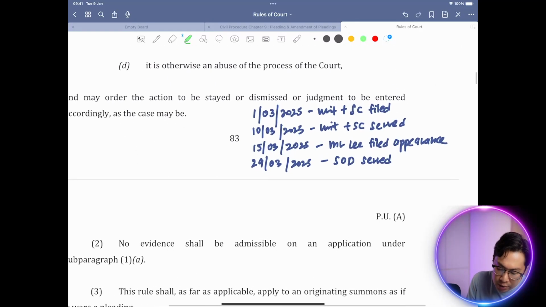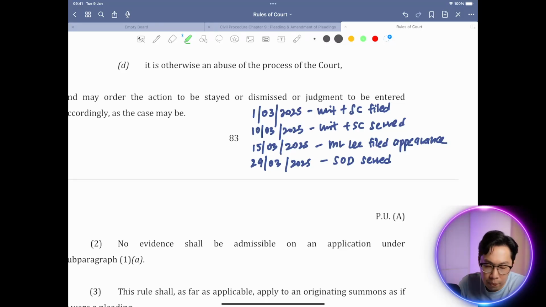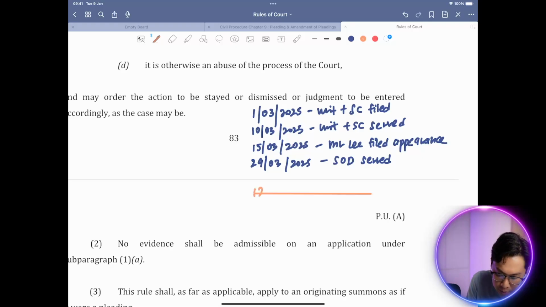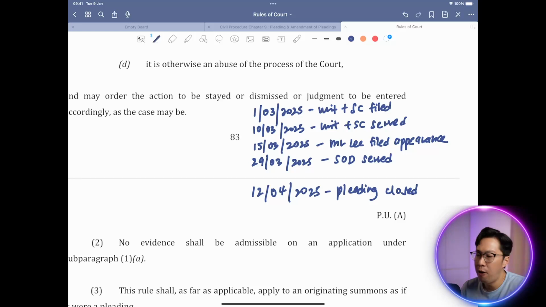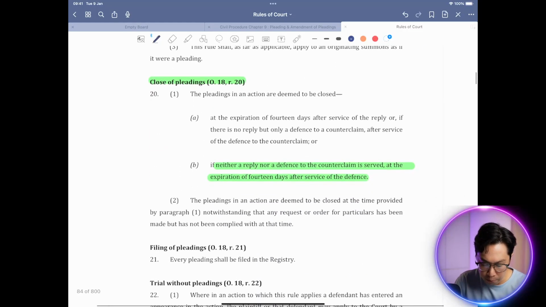So assuming here, statement of defense served, no reply, no counterclaim. When is pleading deemed to be closed? It is deemed to be closed on the th of April. Okay, that is a simple timeline example for you, so that you need to know when it is closed. You will need to know when it is closed, so that when you do amendment of pleading, you know. All right.